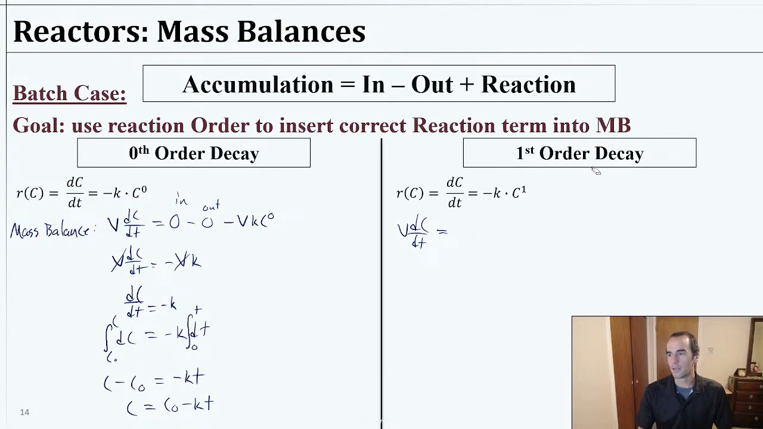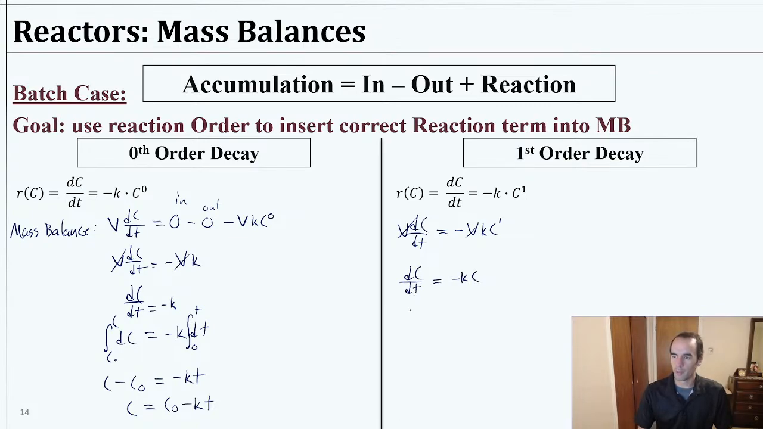Another tip here is I suggest you do the same exercise on your own for growth equations, just to prove to yourself what this looks like if you do it that way. All right, so V dC/dt equals negative V times k times C to the 1 power. So now we'll cancel the V's again, and we have dC/dt equal to negative kC.